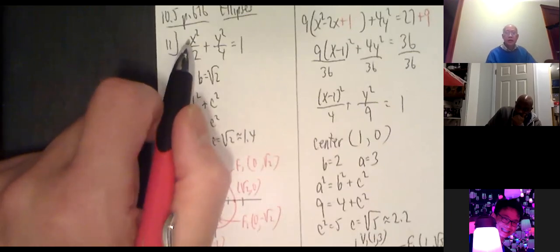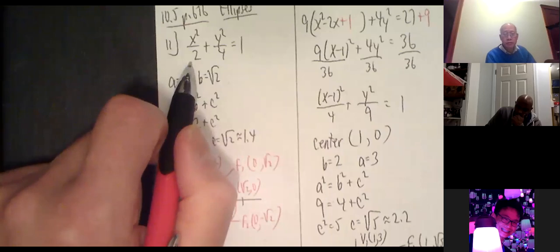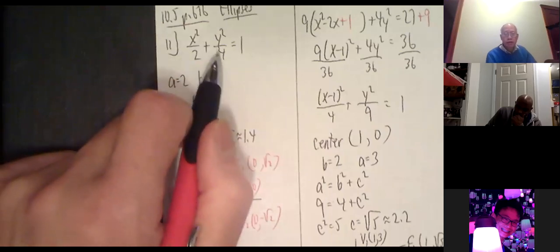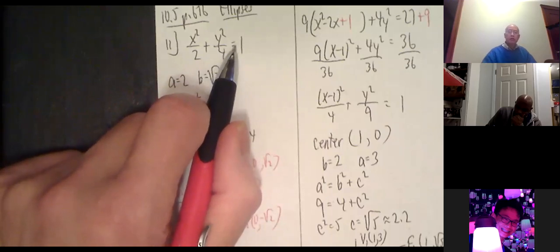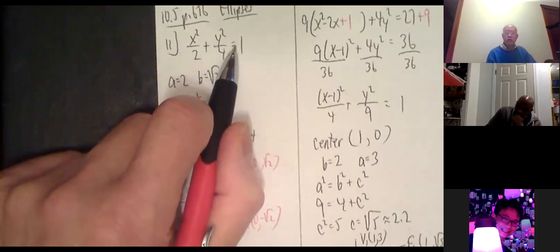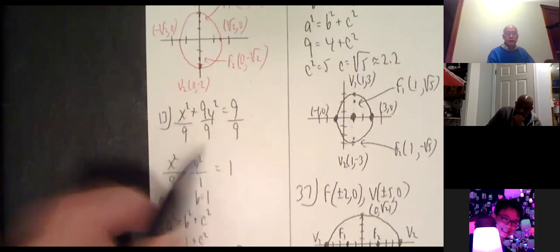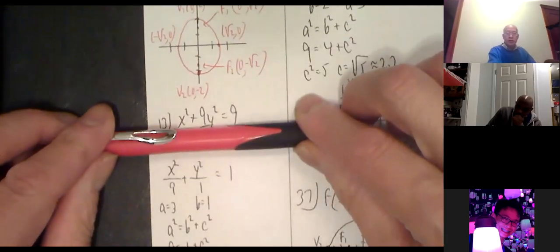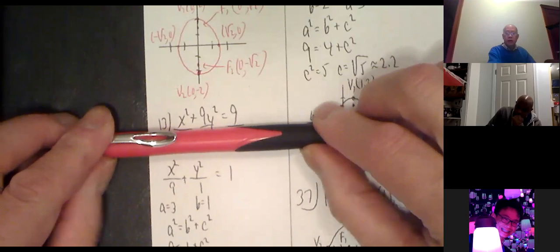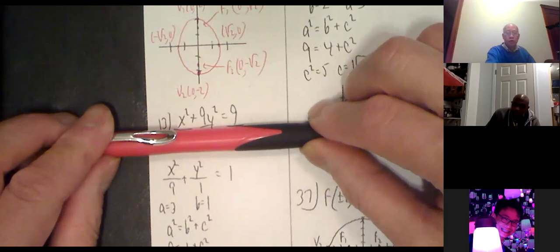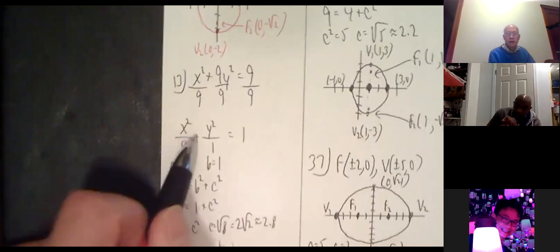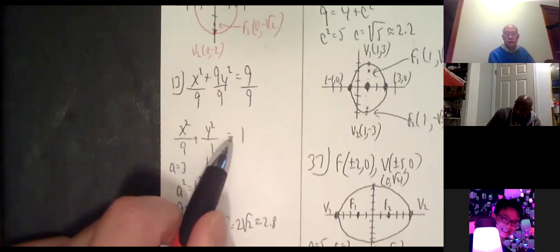Okay, so notice it's x squared over either a squared or b squared plus y squared over a squared or b squared equals 1. Okay, that's the standard form. So what happens if it isn't 1? You force it to be a 1. Like 13, which starts off like this: x squared plus 9y squared equals 9. Okay, I don't want it to be 9. I want it to be 1. So I divide both sides by 9. So x squared over 9 plus y squared over 1 equals 1.